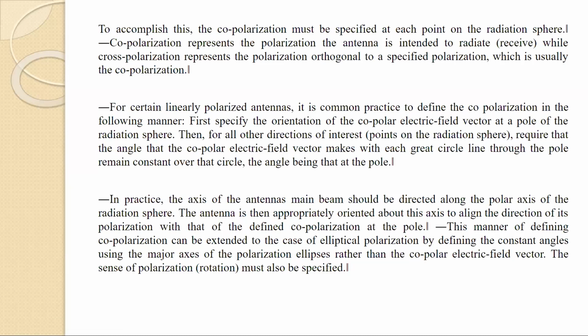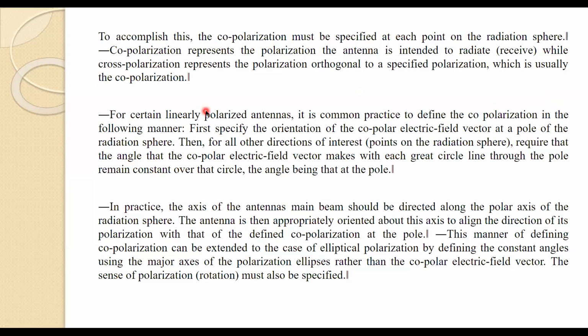So to accomplish this, copolarization must be specified at each point on the radiation sphere. Therefore, copolarization represents the polarization of the antenna that is intended to radiate or receive, while cross polarization represents the polarization which is in orthogonality to the specified polarization, which is usually the copolarization.